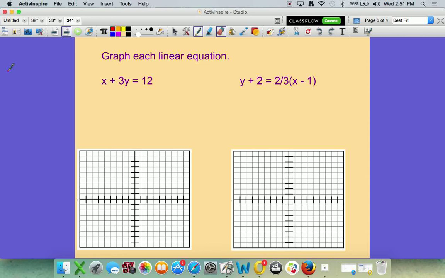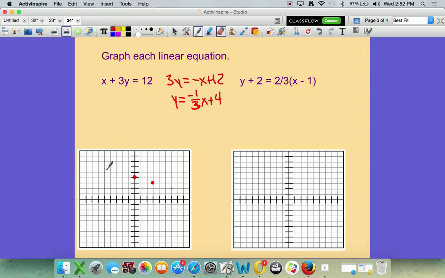Say we needed to graph these. There are lots of different ways to do it. Let's say this one is in standard form. What a lot of you are going to do is put it into slope-intercept form, which is totally fine. So you'd move the x over, and then you'd divide by 3. So you'd have negative 1/3 x plus 4. What we'd have is we'd go up 4, and then down 1 over 3.